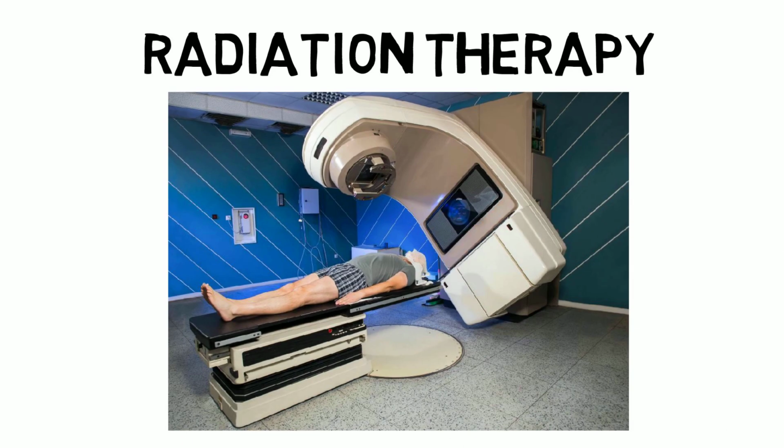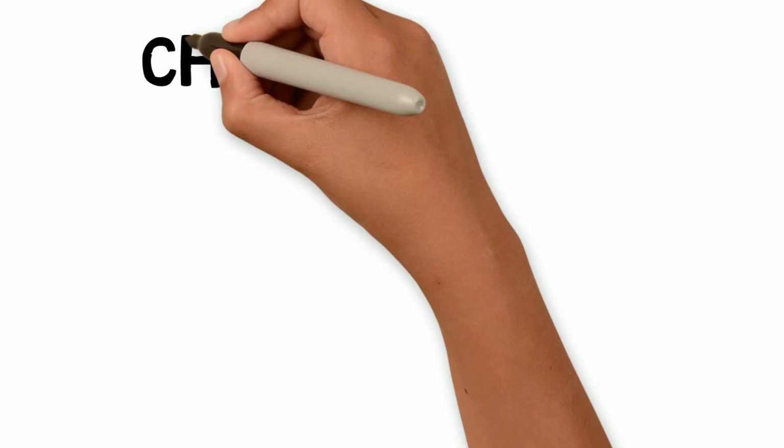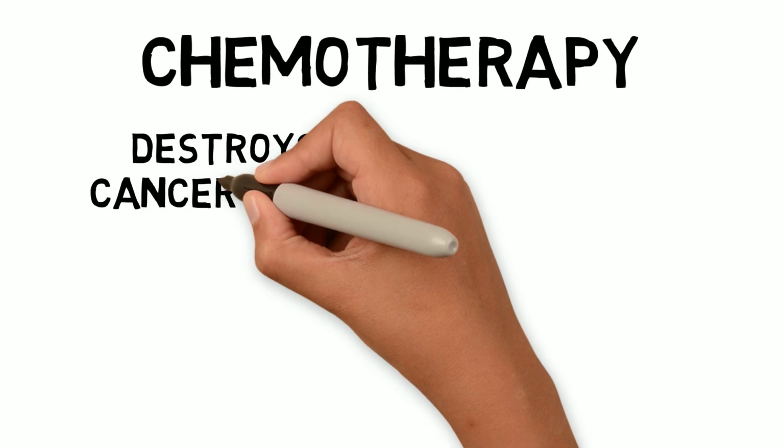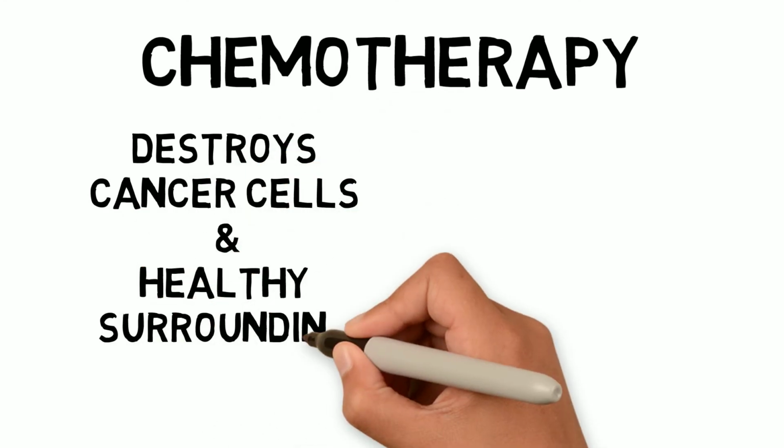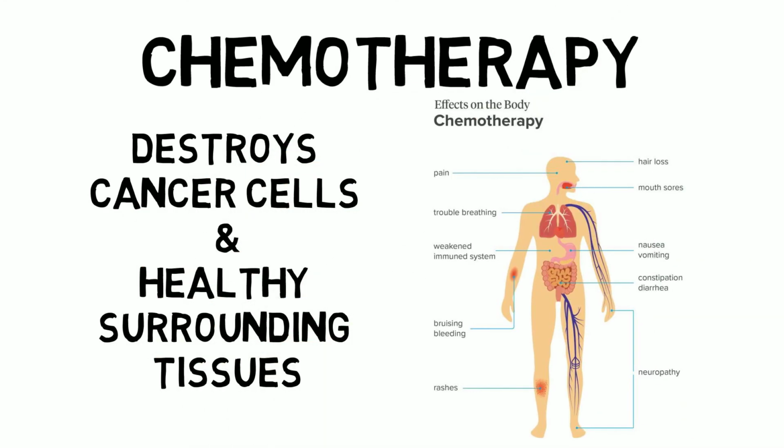Radiation therapy uses powerful energy sources like X-rays and protons to kill cancer cells. This is used to shrink a large cancer before an operation so it can be removed more easily. Chemotherapy. This drug not only destroys cancer cells, but it also kills healthy surrounding tissues. Chemo may be used before an operation to shrink a large cancer so that it's easier to remove with surgery. Chemo decreases the risk of recurrence by killing all the cancer cells that remain in the body after surgery.